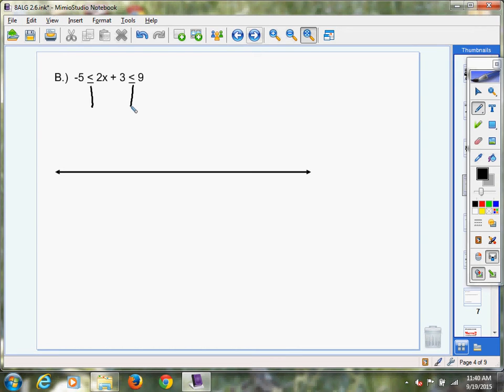First step, get rid of 3. So we're going to do that in all 3 alleys, okay? So we've got -8 is less than or equal to 2x, because those 3's canceled, is less than or equal to 6. Okay, now we need to create alleys again, because we're not quite done yet. So we need to divide everything by 2. Okay, so then we'll have -4 is less than or equal to x is less than or equal to 3.